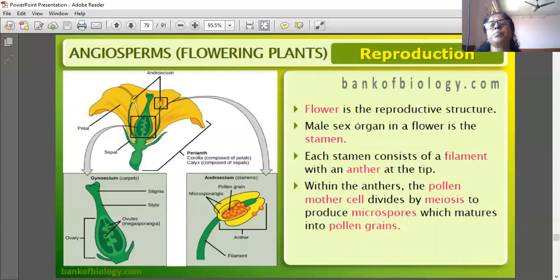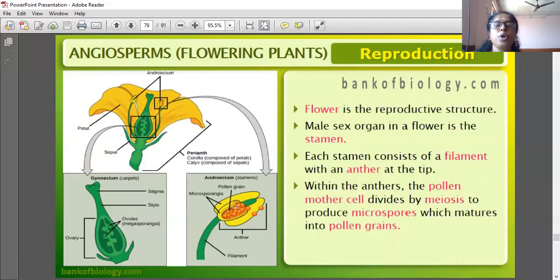The flower is the reproductive structure. The male sex organ in a flower is the stamen. Each stamen consists of a filament with an anther at the tip only. This is the stamen. This is the filament and this yellow colored portion is the anther. Two portions are there, the filament and the anther at the tip.